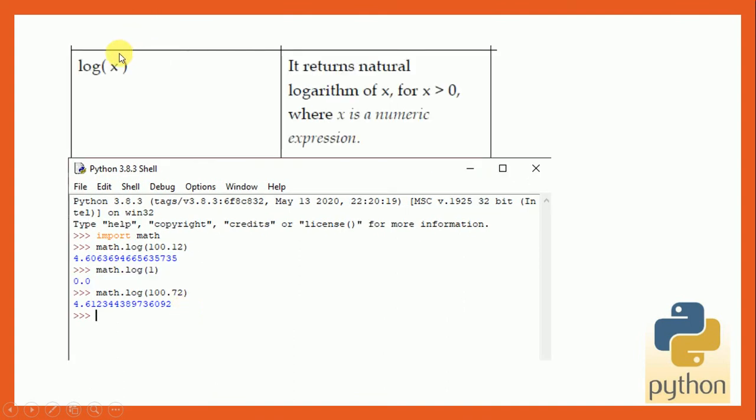Log of x. It will return the natural logarithm of x. So, first import math. Math.log of 100.12. We got the answer. Then math.log of 1. We know that log of 1 is 0. Similarly, math.log of 100.72. We got the answer.